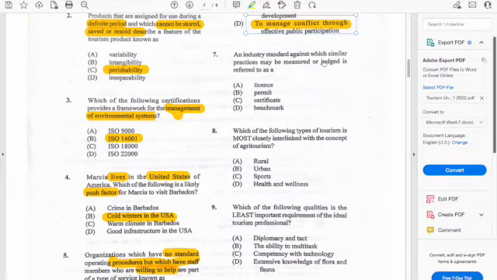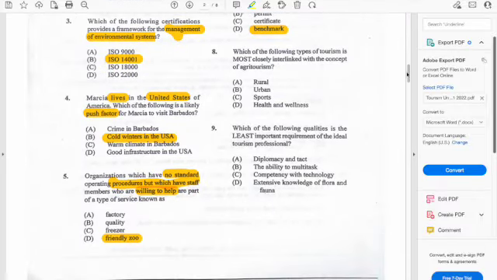An industry standard, so let me highlight industry standard, against which similar practices may be measured or judged, is referred to as a benchmark, right? So once you look at the word standard and you look at practices and you're trying to measure it, so you're trying to do some type of comparison, you're speaking to a benchmark.